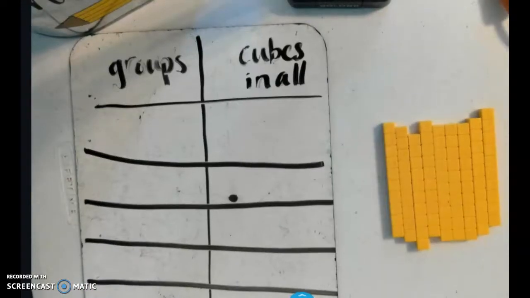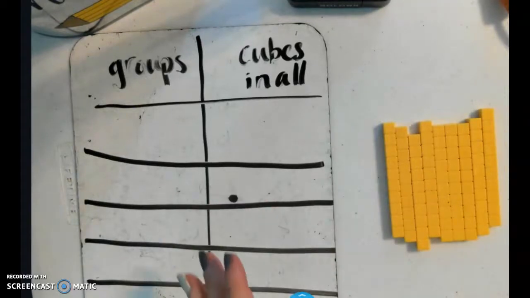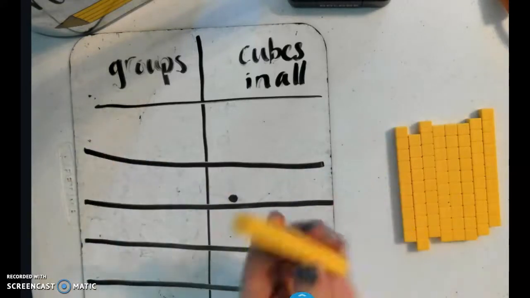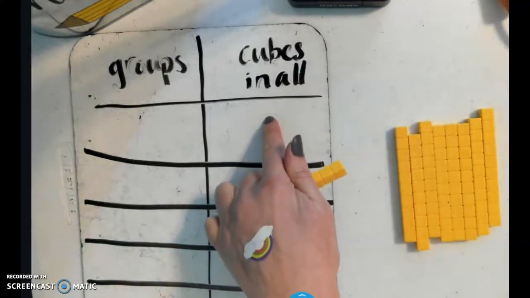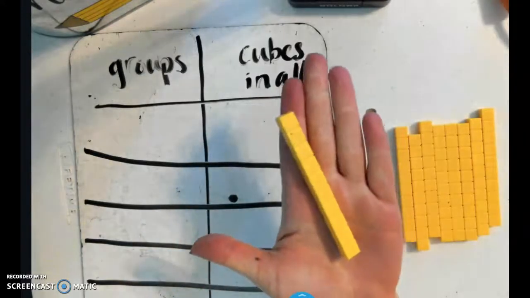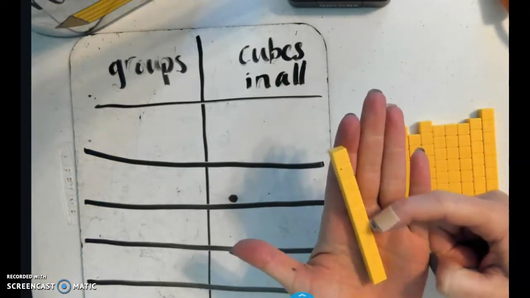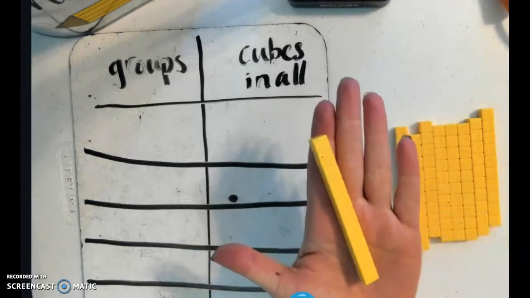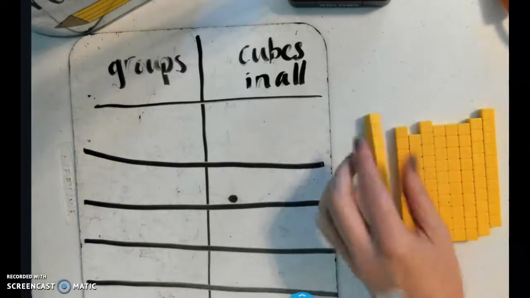We are back and we are ready to fill out a table that should be very familiar to us at this point. We are going to be recording how many groups of 10. This is one group of 10. And then how many cubes in all. So if I have one group of 10, I have 1, 2, 3, 4, 5, 6, 7, 8, 9, 10 cubes in all. But we're not going to start with one group of 10.